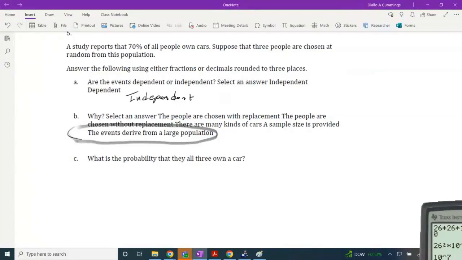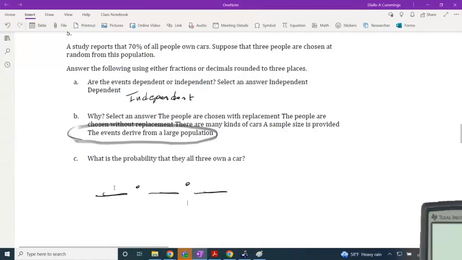C says, what is the probability that all 3 own a car? So I'm going to use the fundamental principle of counting. Even though this says what is the probability, the fundamental principle of counting comes in when we have 3 people that we're choosing answers from. This first blank would be the probability that the first person you chose owns a car. The second blank is the probability the second person you choose owns a car. And the third blank is the probability that the third person you choose owns a car. So I'm just mapping this out with 3 places, which represent the 3 people that we choose at random.